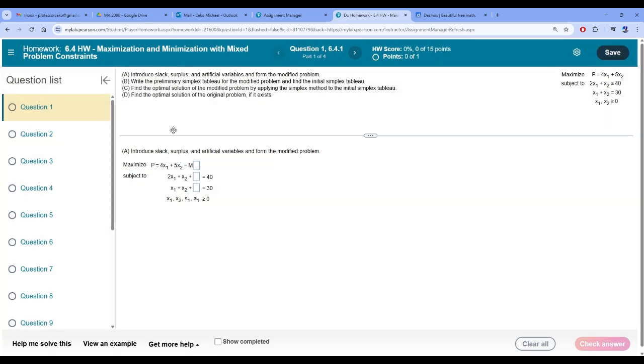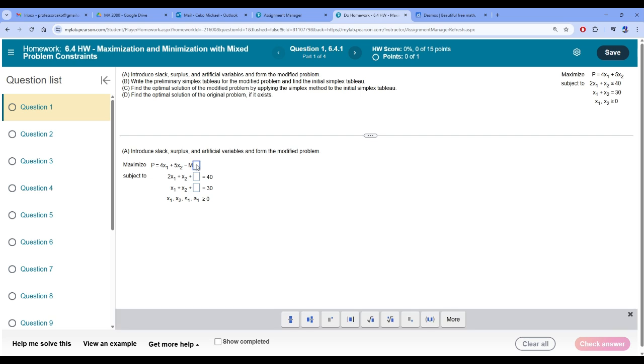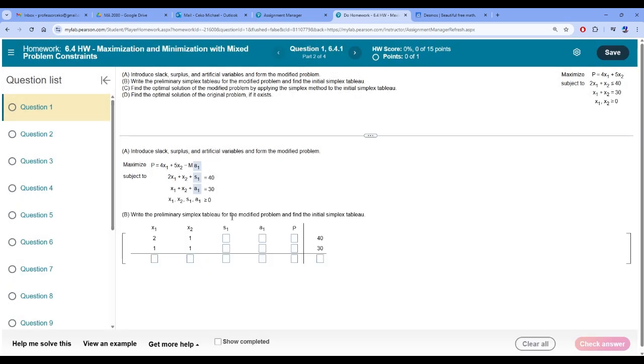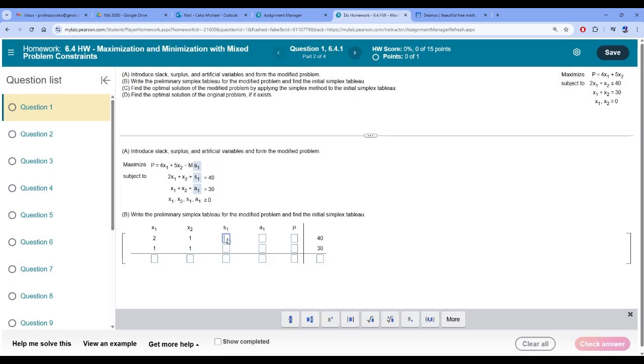All right, let's try that one more time, now that we think we got it. So then this is going to be A subscript 1. This is going to be S subscript 1. And then this is going to be A subscript 1. Check. Okay. Then from there we have these. This is going to be 1, 0, P is 0, 40. This is 1, 1, 0, 1, 0 equals 30.